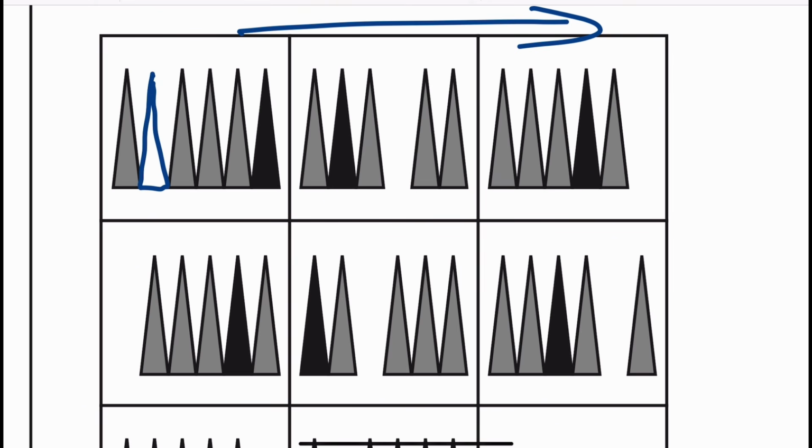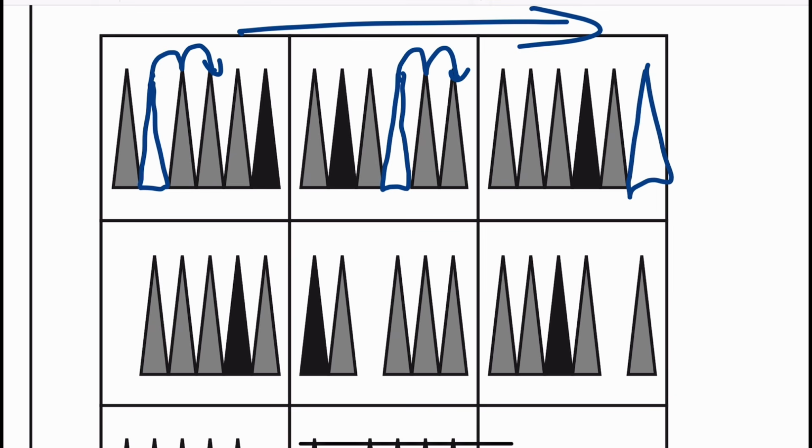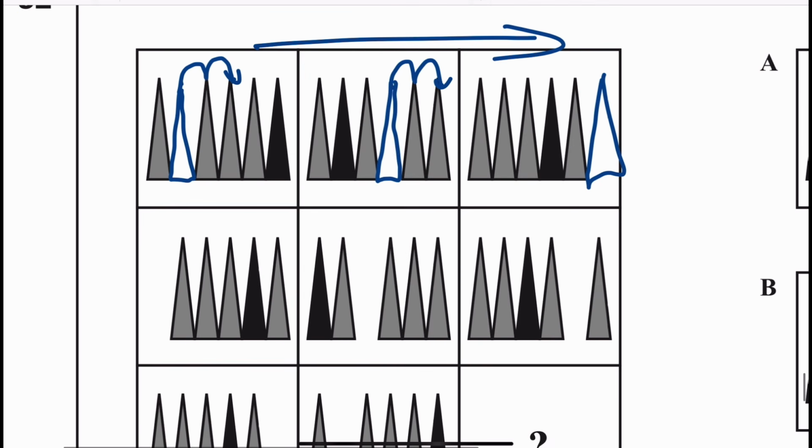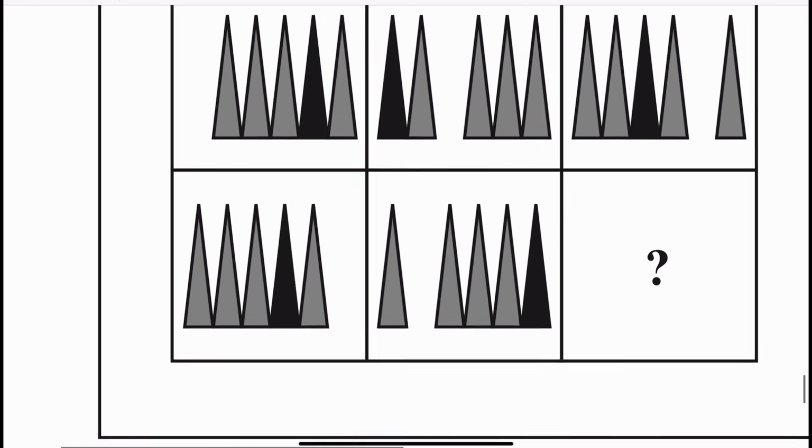Invisible triangle. How many triangles does it move? It moves 1, 2, okay? So it ends up in the 4th position. Then it moves 1, 2 again, and it ends up in the last position, okay? So that's what's happening. Then, where does it move for the last row, okay?